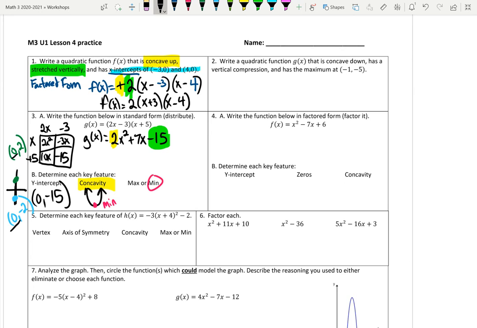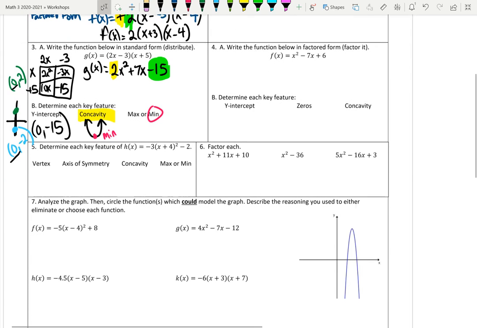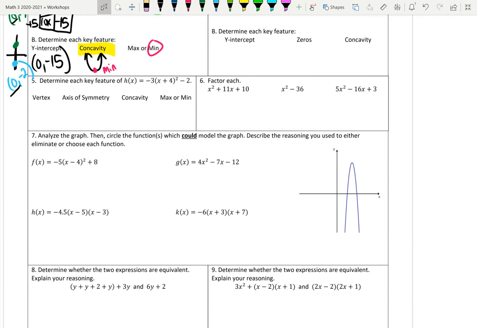Okay, continuing this journey, determine each key feature of h of x. Notice how it is in vertex form. Immediately, I rewrite it to build the skill of visualizing the vertex. I'm going to represent this plus as a double negative in order to accurately determine the vertex. Without doing it this way, some of you might be tempted to write (4, 2). That is not the case. The vertex is (-4, 2).